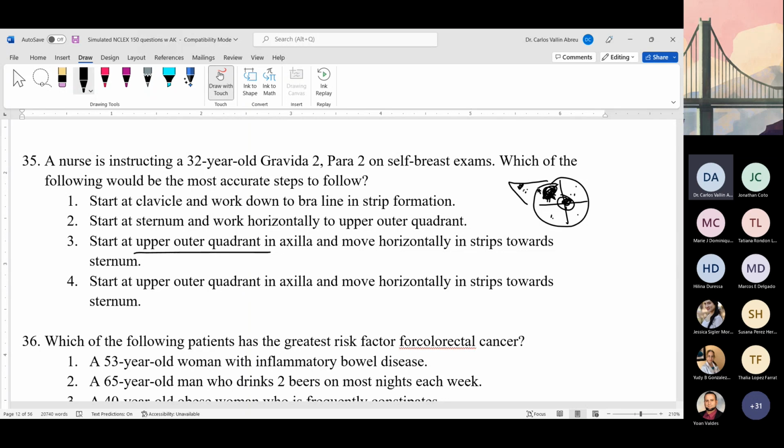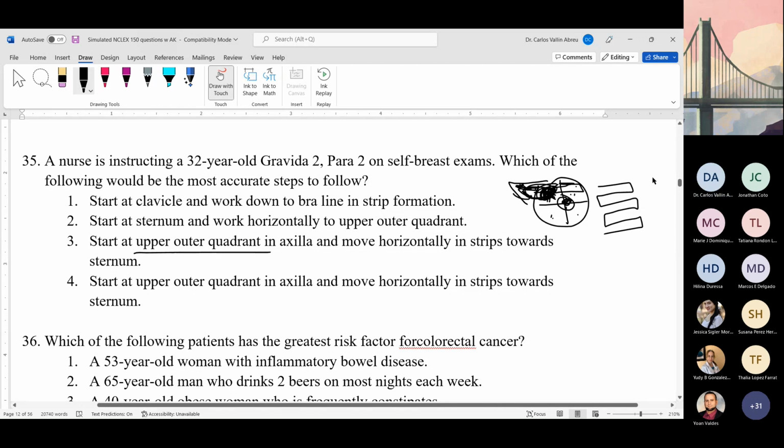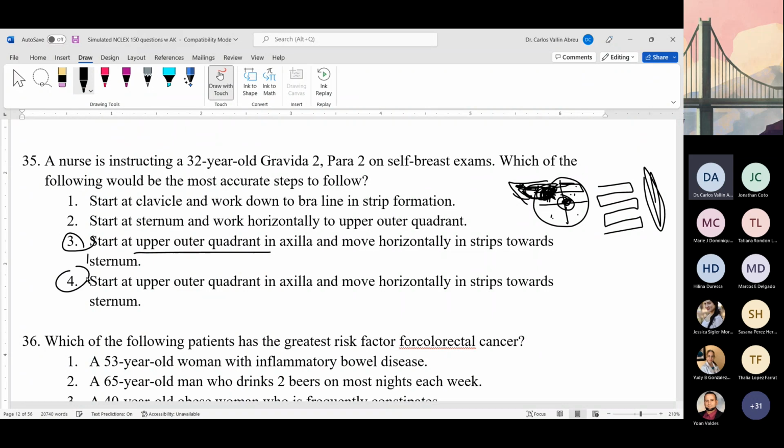And you can start, okay, palpating the axilla, the upper outer quadrant, and then you move in this pattern, in a strip toward the sternum. You understand? In the sternum here, in this quadrant. So the most logical are 3 and 4, which are the same, but it is a bad quality question. Ignore this question.